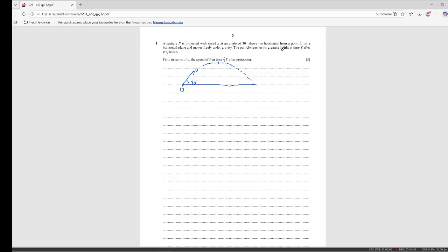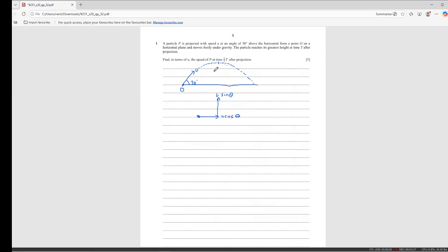Now, it reaches its greatest height at time t after projection. Here's an important part that you've got to know. Let's say that this is the particle. It would be moving horizontally with velocity u cos theta, or u cos 30 degrees. I'm going to call it theta just to avoid any confusion. And it would be moving upwards with a speed of u sin theta. As such, we're going to be solving it now.